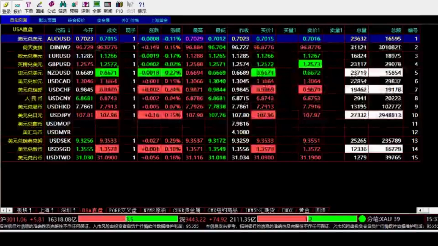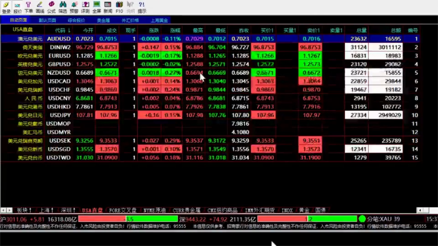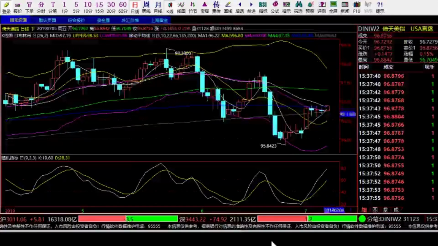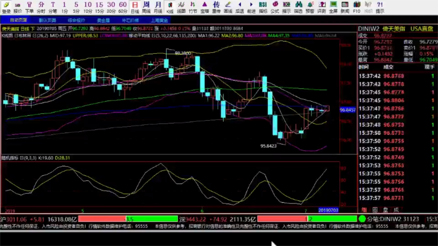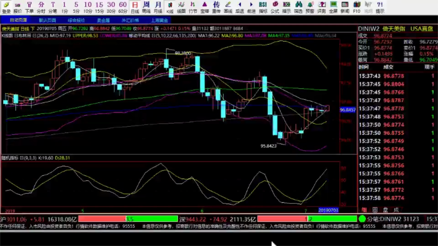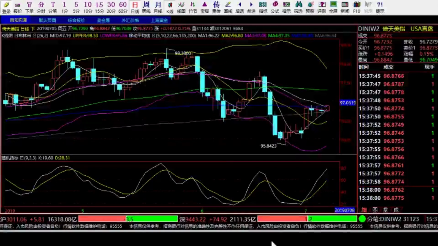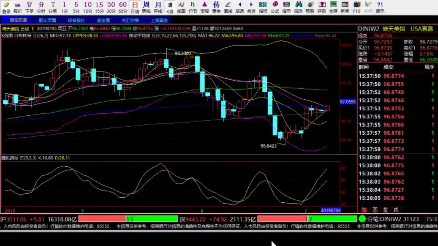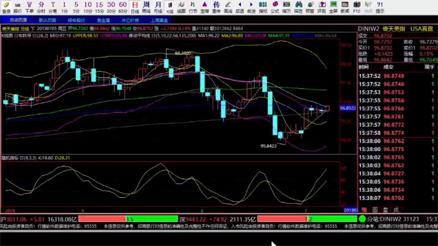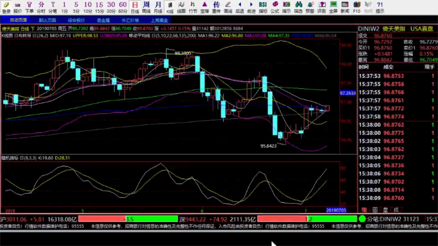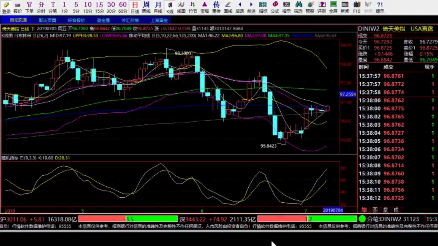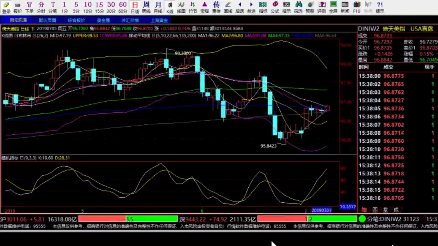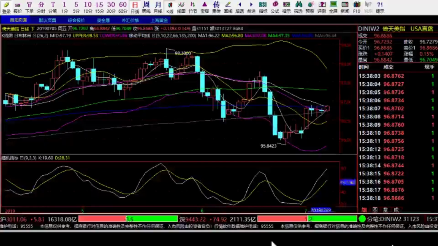Okay, so let's check the first index. We see the US dollar right now. Technically speaking, I consider the price goes up, and it's not finished. So in my opinion, the dollar index may increase again in the future. First of all, the KD index shows a gold cross.